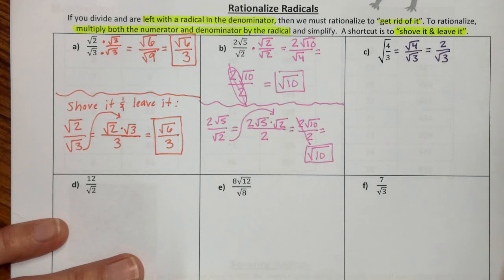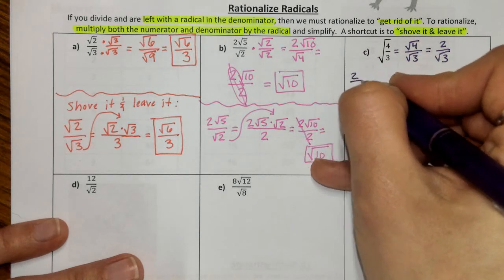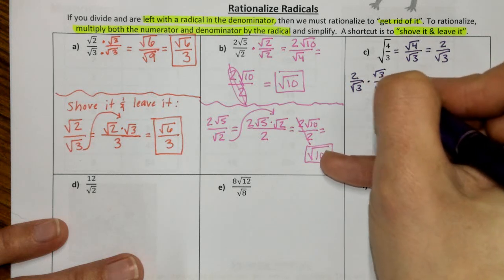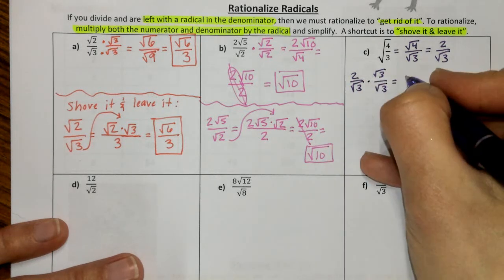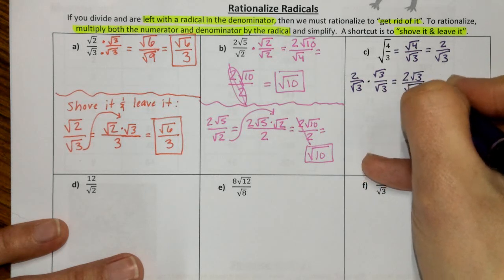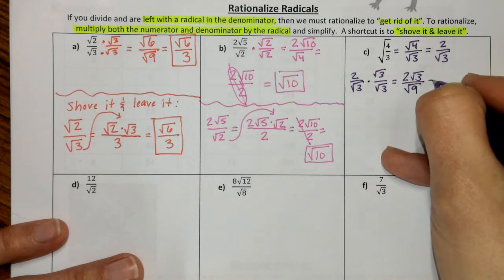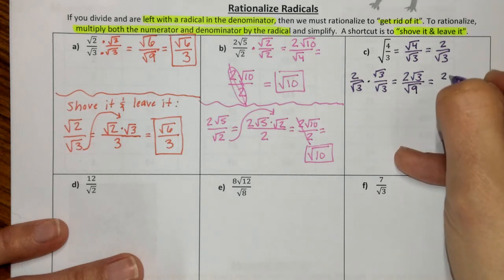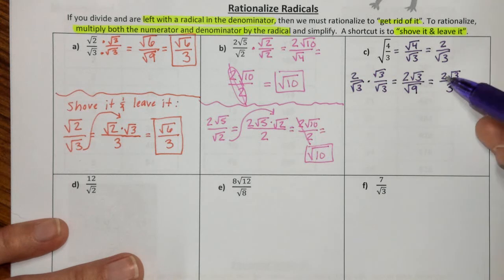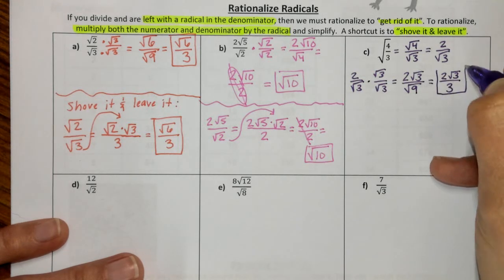This is a little bit different. So let's take the 2 square root of 3, and let's go ahead and multiply both the top and the bottom by the square root of 3. Up top, we're going to have 2 square root of 3. On bottom, square root of 3 times the square root of 3 gives you the square root of 9. There's our perfect square. Square root of 9 is 3. Now you cannot simplify 2 over 3, so we'll just leave it as is.